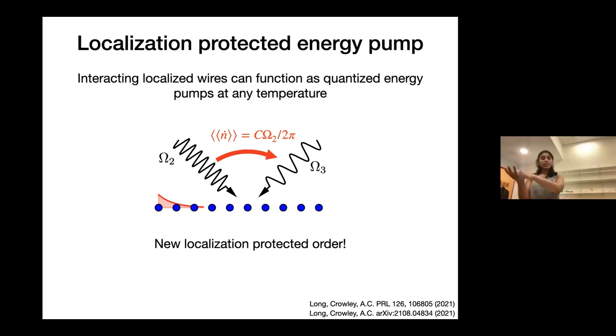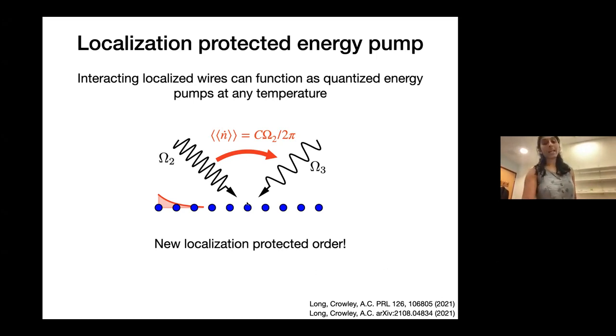So moving on, one can, of course, study extended systems that are also driven by multiple tones. Here, perhaps the most interesting result is on the wire driven by two incommensurate tones. These wires, in the presence of interactions and localization, can function as quantized energy pumps at any temperature.